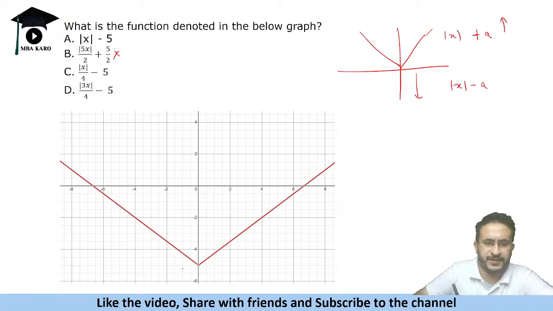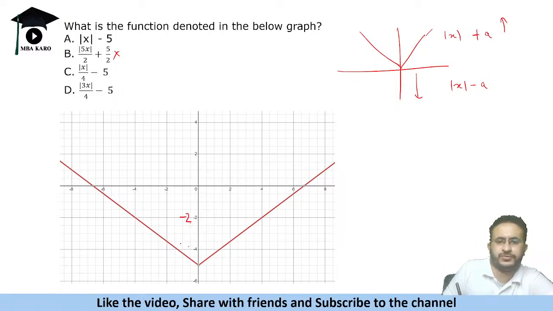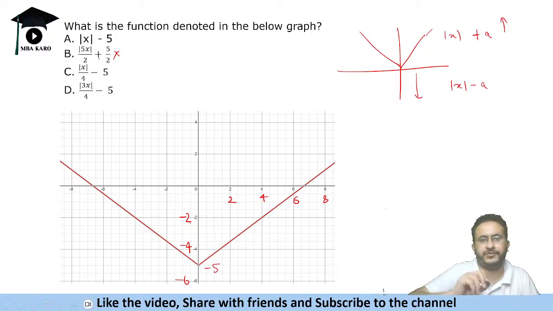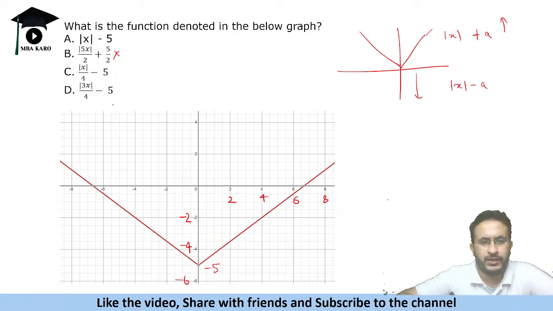If you put x equal to 0, this is minus 5. Are you able to read the values of the graph? This is -2, -4, this is -6, I guess. If you are not able to see the values, I will tell you: this is -2, -4, -6, similarly it is 2, 4, 6 and so on. So this is -5, right? Three of the functions give -5.